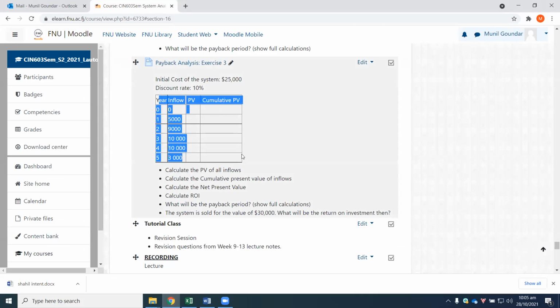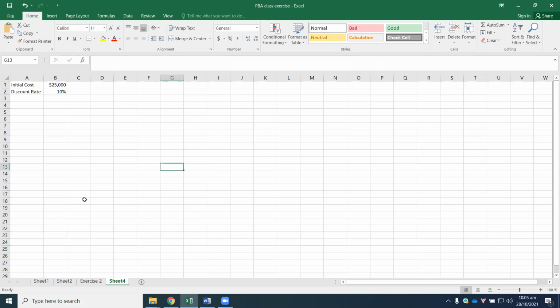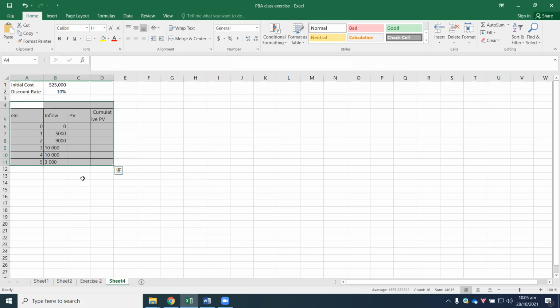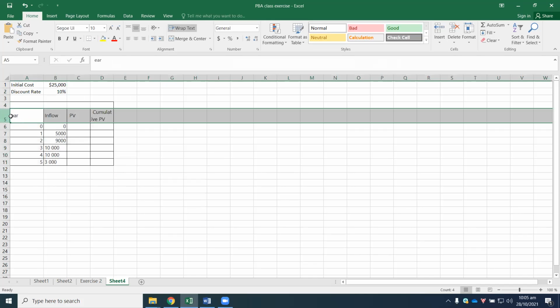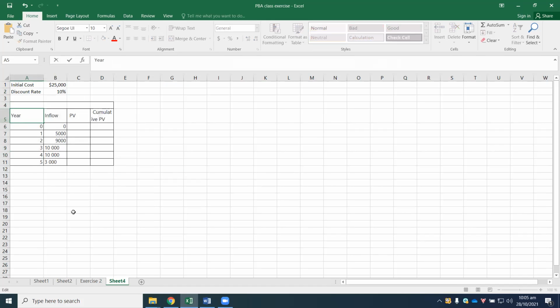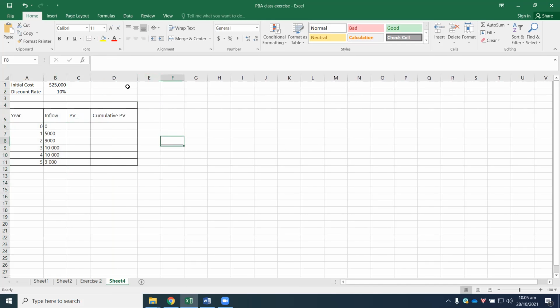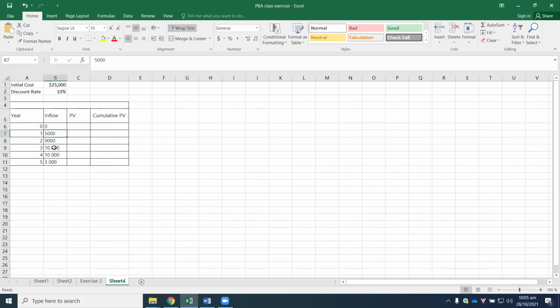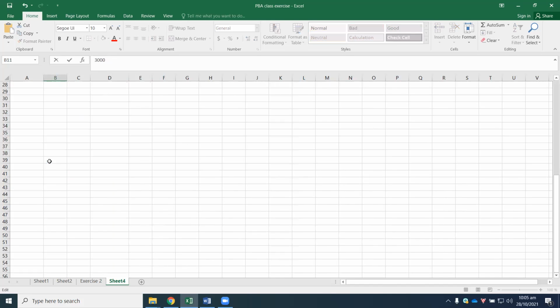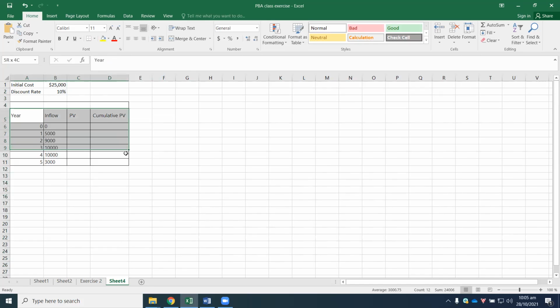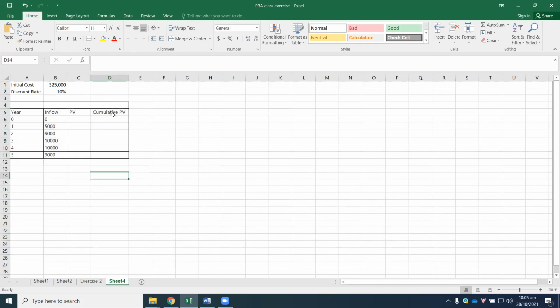And what I'll do is copy the entire table into the spreadsheet. So here you have inflows and then you have outflow, inflow PV and cumulative PV. Okay, let's adjust it. Now we need to ensure that there are no gaps in between the values. Now, you do not have an outflow in here, you only have an inflow. So that makes your work a bit easier, okay?